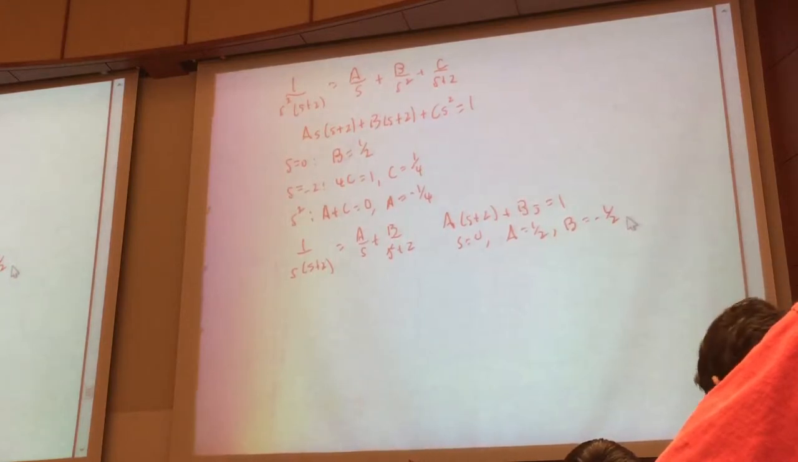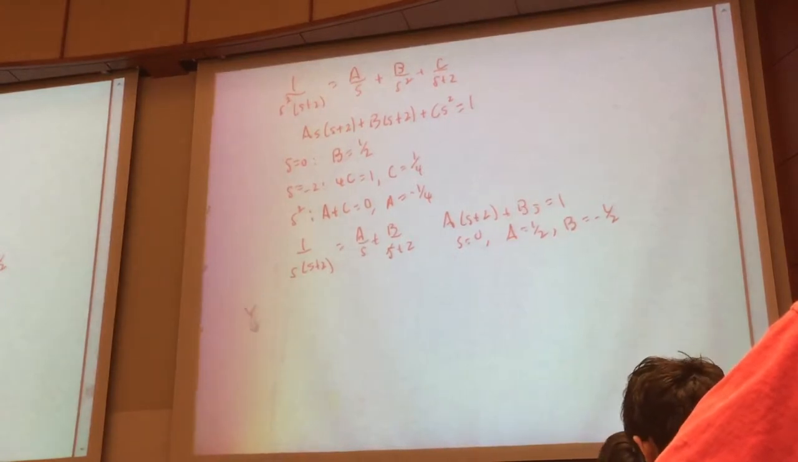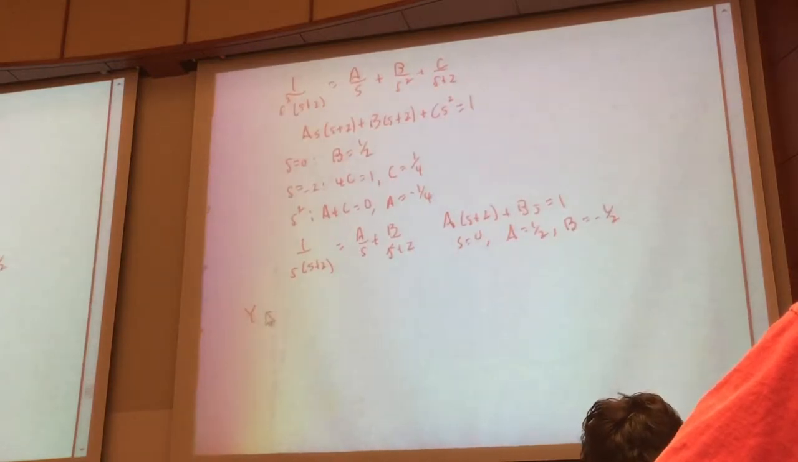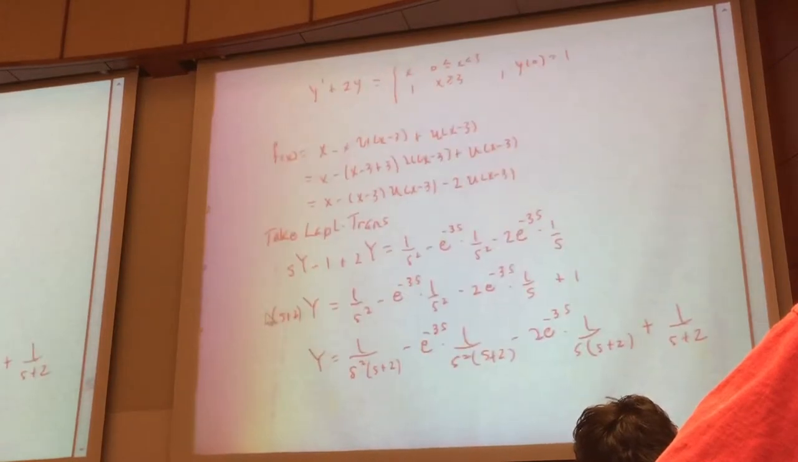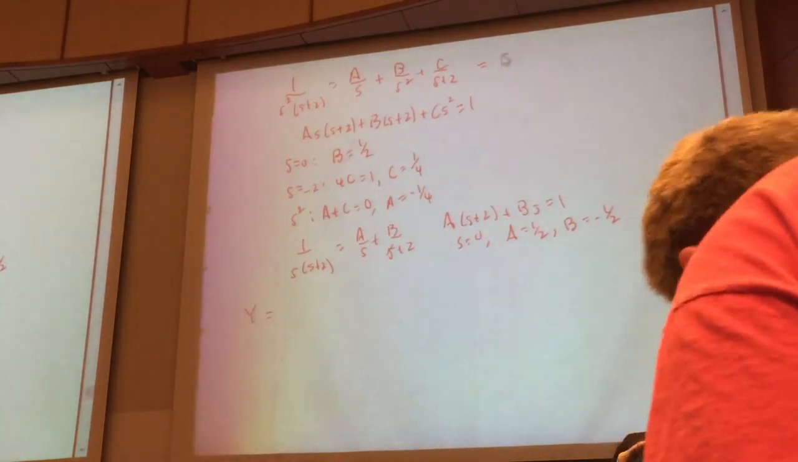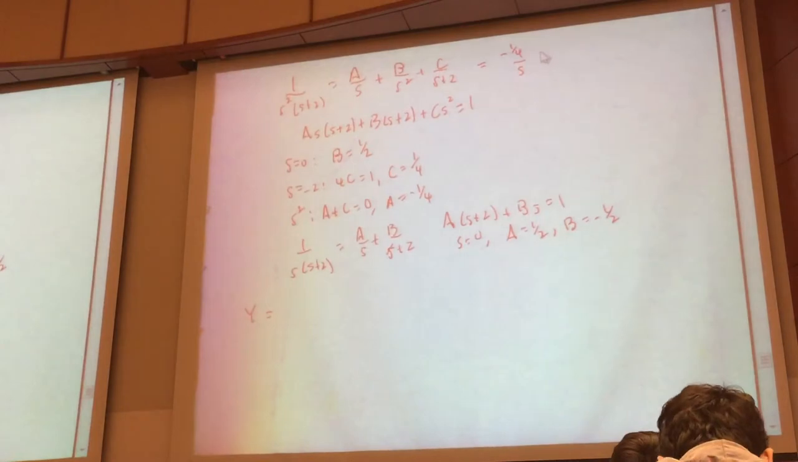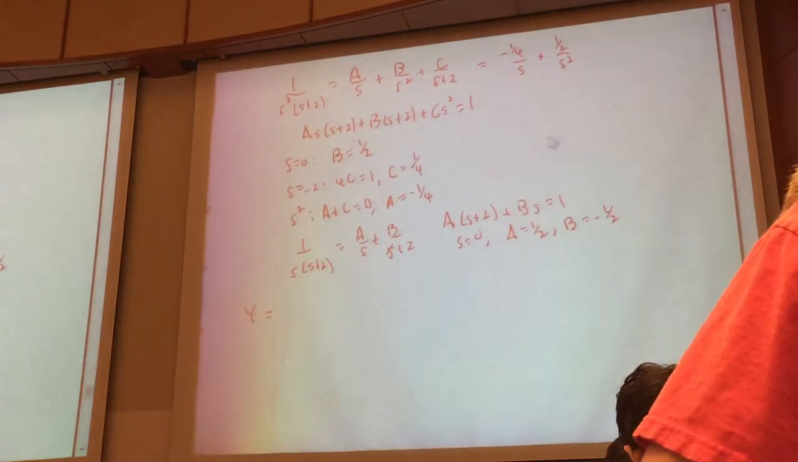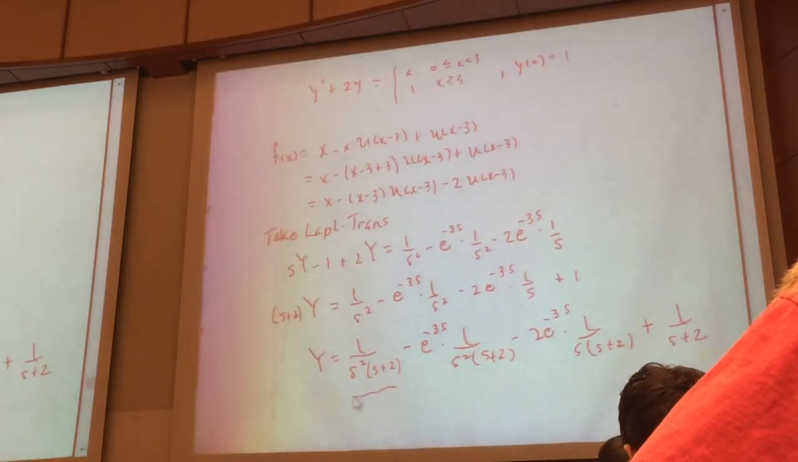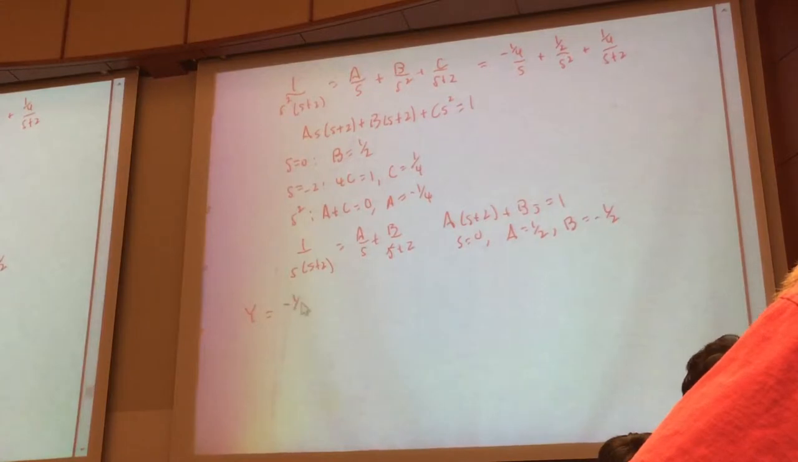Now I'm going to write out Y in one long string. Capital Y is. So I have to go back, way back, to here. I've got this first term, which I know is, I should have written that out, shouldn't I have? Wait a second. I should have written out what this becomes. What do we say? Minus 1/4 over s plus 1/2 over s squared plus 1/4 over s plus 2. So this first term here is minus 1/4 over s plus 1/2 over s squared plus 1/4 over s plus 2.